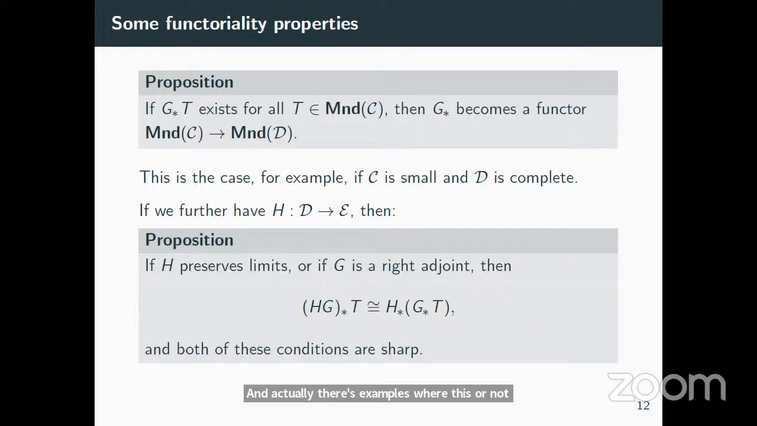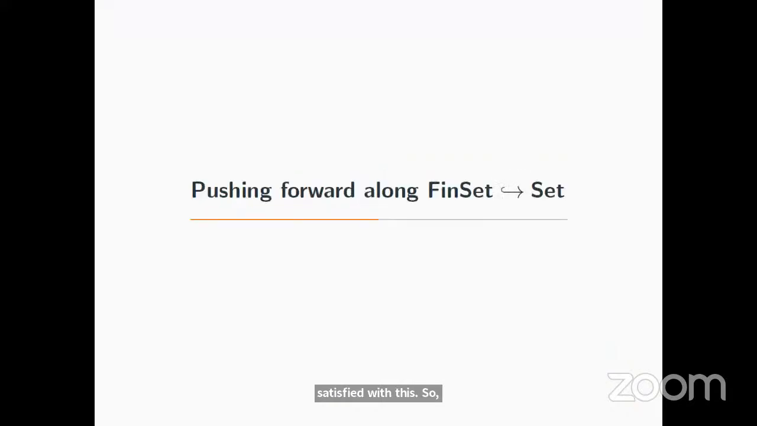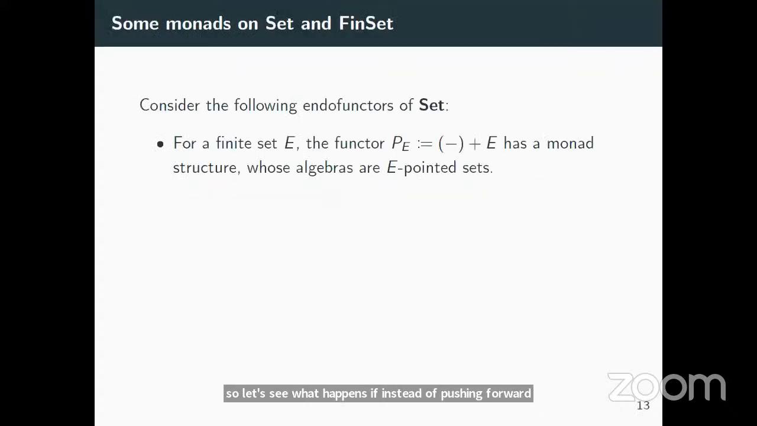So, okay. So now let's look into some examples. The most famous example of a codensity monad was that of finite sets into sets. So let's see what happens if instead of pushing forward the identity, I push forward some other monads on finite sets. So here are the monads that I'm going to push forward. Actually, before I say that, they're all going to be restrictions of monads on Set. So let me introduce the monads on Set, which are very well known.